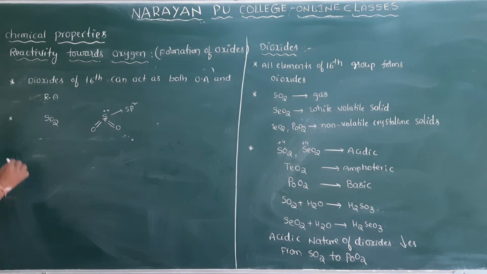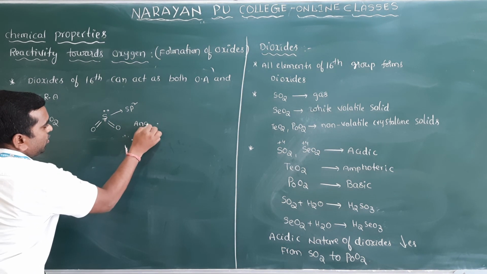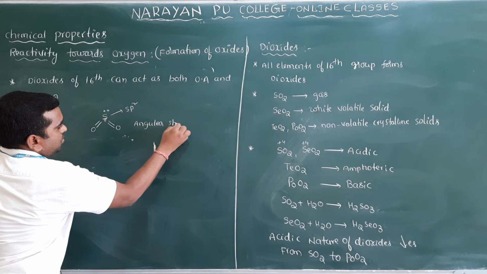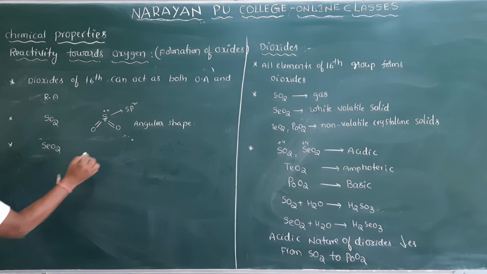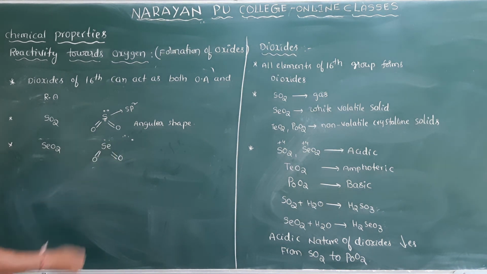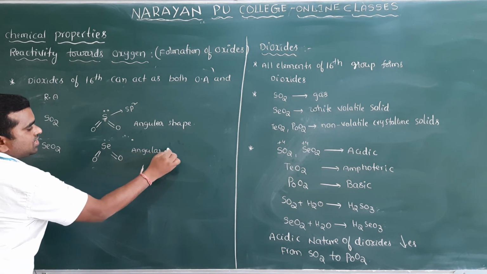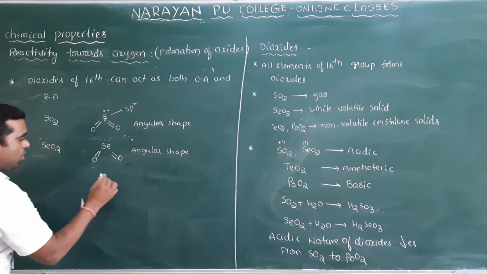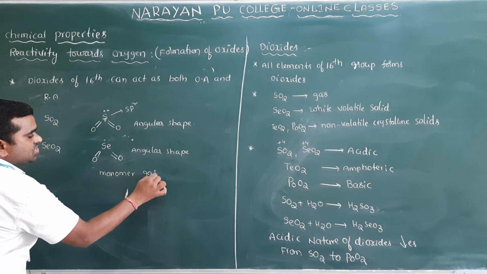Clear? In the same way, selenium dioxide will have an angular structure. The shape of this molecule is angular shape. In the same way, selenium dioxide will have Se double bond O here and Se double bond O here. This is the shape of the molecule. Angular and monomer. Angular shape. It is monomer. In which state? Gaseous state.